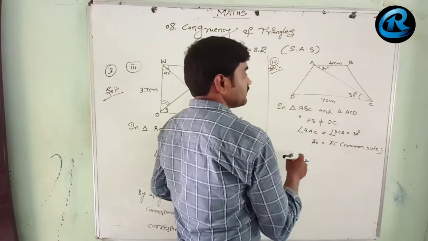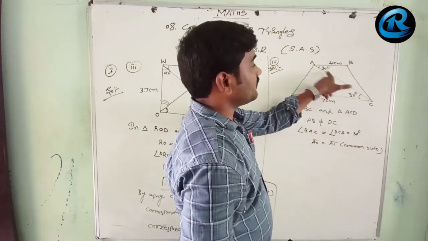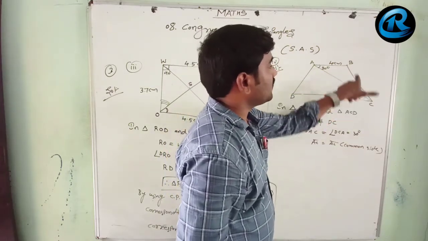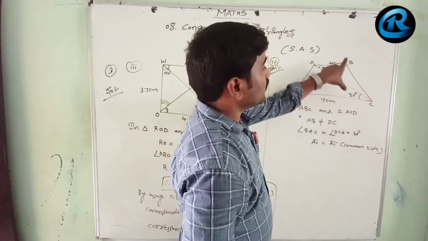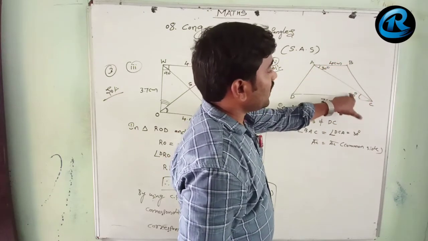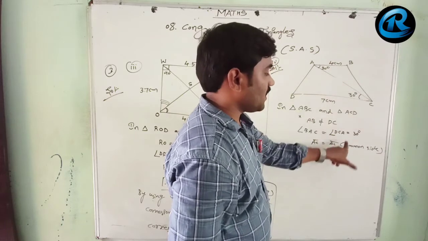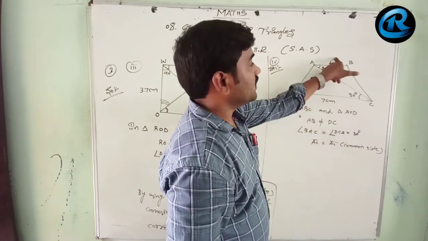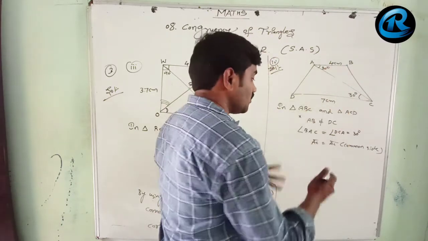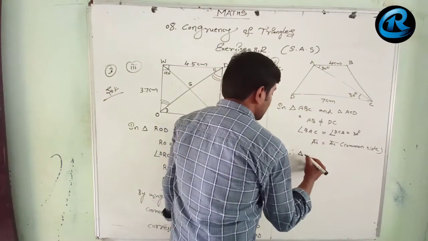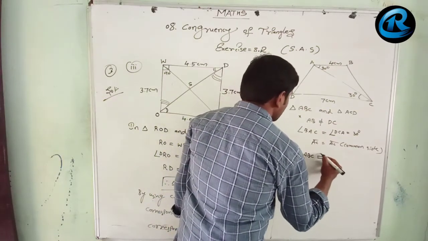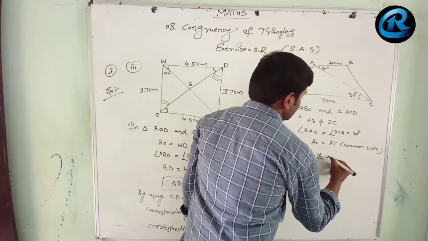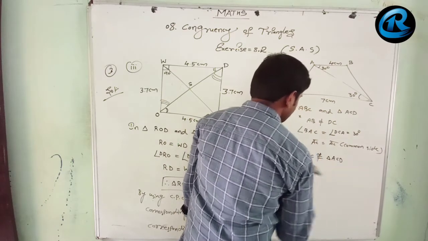See, side angle side: side angle side on this triangle and side angle side on that one. Here the angles are equal and one common side is equal, but here it is 4 cm and here it is 7 cm. So they are not congruent. So triangle ABC is not congruent to triangle ACD.